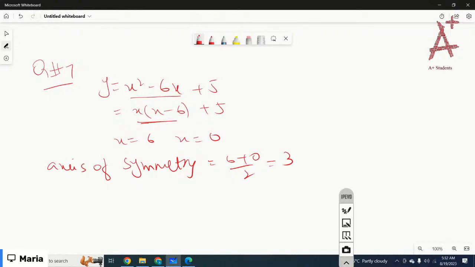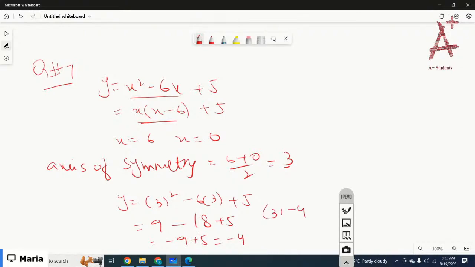So let's calculate the vertex. Just put x equals 3 in the equation. It would be y equals 3 square minus 6 times 3 plus 5. 9 minus 18 is minus 9, plus 5. That would be negative 4. That means the vertex is (3, -4). Right? So the equation would be y equals a times (x minus 3) whole square minus 4, where a is 1.